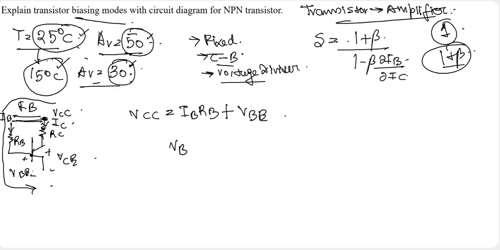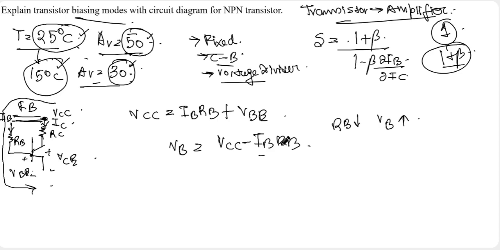So this VB, or the base voltage, is equal to VCC minus IB into RB. So if we decrease the value of RB, the value of VB will increase, as this is in minus. So if we decrease the value of RB, the value of base voltage will increase.